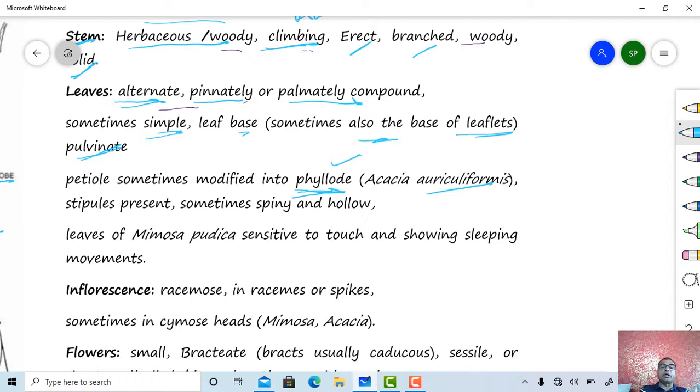Such types of phyllodes are present, stipules present, and these stipules may modify into spiny structures, or they may be hollow. Leaves of Mimosa pudica, the lajwanti plant, are sensitive to touch and show sleeping movement.